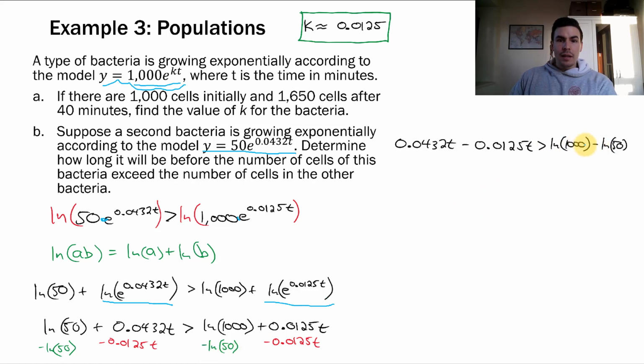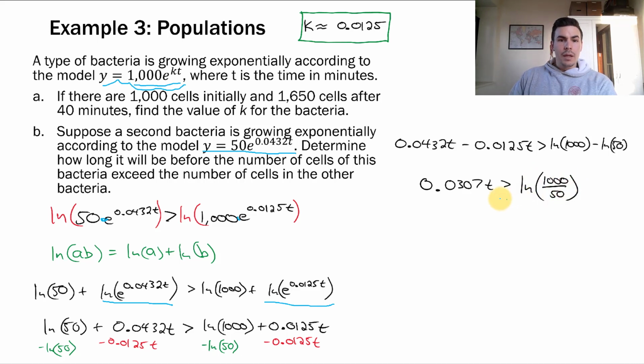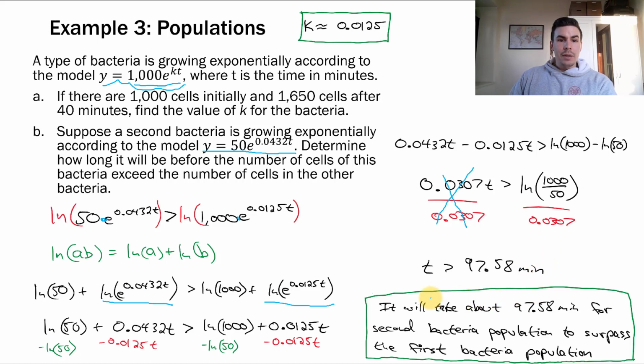I can go ahead and simplify this a little bit because, going in reverse of what we have here with our quotient property, natural log of a minus natural log of b is just natural log of a over b. So that simplifies a bit, and we can divide by 0.0307. Our 0.0307 will cancel out, and we'll find that t is greater than 97.58 minutes. So it will take about 97.58 minutes for the second bacteria population to surpass the first bacteria population, all right?